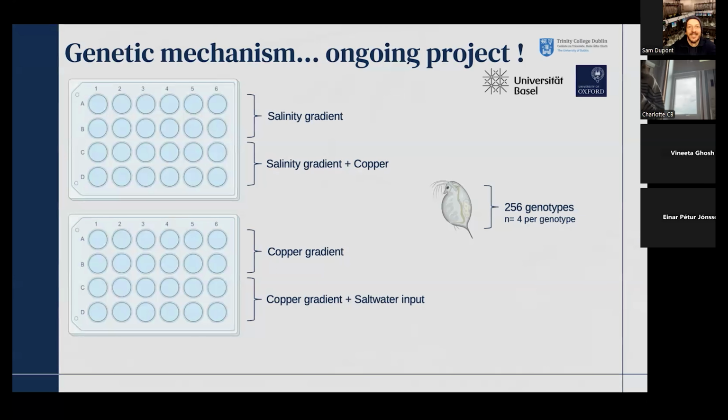But the exposures, as I said, are very short. Right now we're only looking at survival with this short exposure, but depending on the results, this is going to allow us to run bigger and longer experiments and look at more traits, with specific intensities for copper and specific intensities for salt, which will allow us to dig even deeper into different mechanisms.